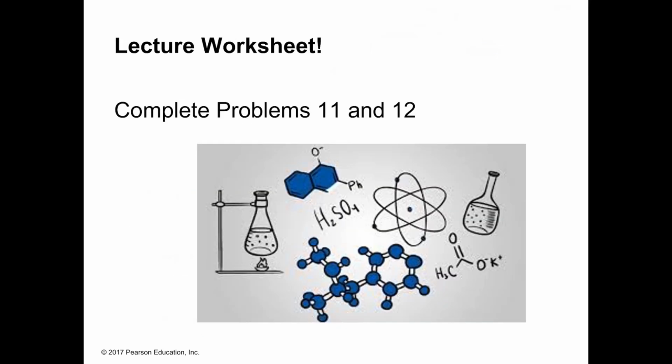All right, go ahead and find your chapter lecture worksheet and complete problems 11 and 12 to get some practice on electron configurations. Once you're done, come back and we will keep going.